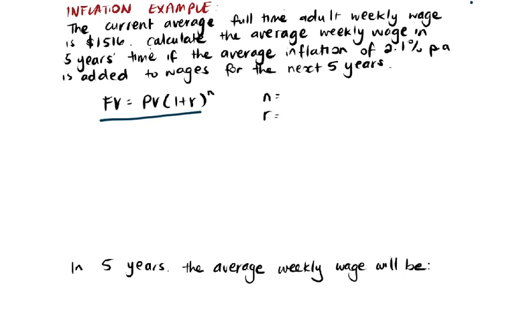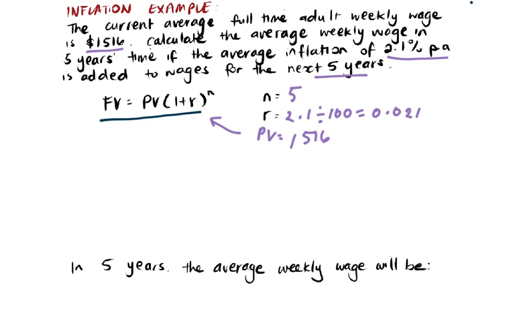First is the time period. It's 5 years, and the inflation is added yearly, so our n just equals 5. r is our rate of inflation, but as we know with the compound interest formula, it needs to be written as a decimal, not as a percentage. So we divide by 100, so it is actually 0.021. And the last is our present value, which is $1,516.